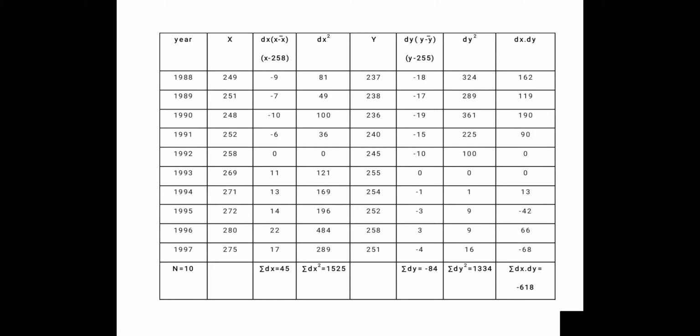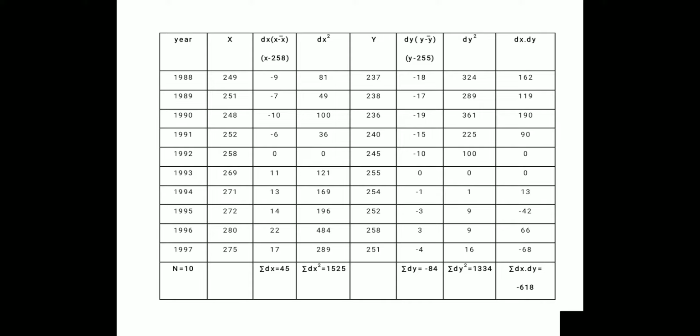The same procedure has to be followed for y values, that is y, already given in the problem. The second column, dy, refers to y minus y bar, and here we have an assumed mean of 255. That has to be deducted from the value of y, that is 237 minus 255. In the same way the calculation is done for dy, and sigma dy will be minus 84. The same procedure is followed for dy square, and in the last column, dx into dy, we will be multiplying the deviations of x and y.